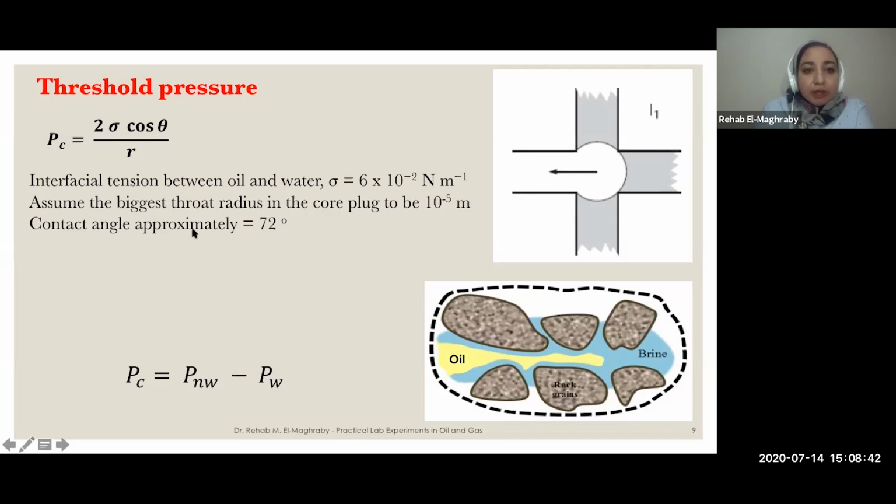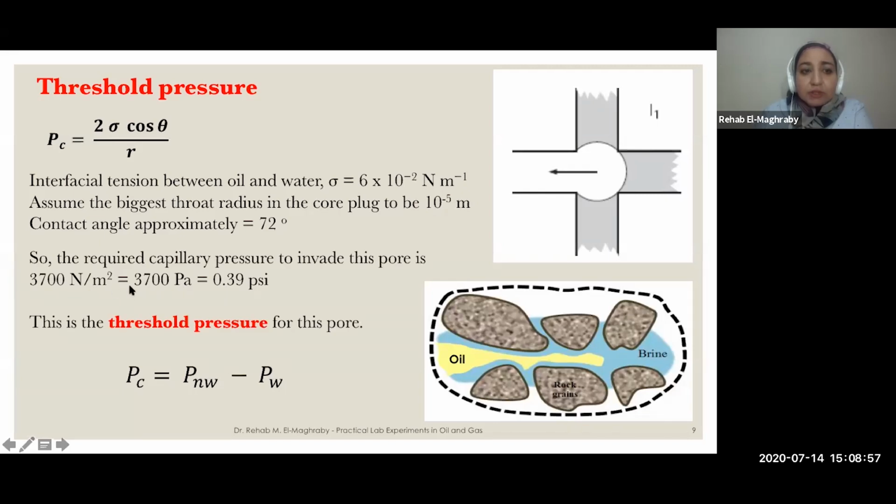For the contact angle, we can say that our contact angle between the water, oil, and our formation will be 72 degrees. So if you substitute all these values in this equation, you will get that the capillary pressure is 3,700 Pascal, which is 0.39 psi. This is the threshold pressure, which is the minimum pressure.